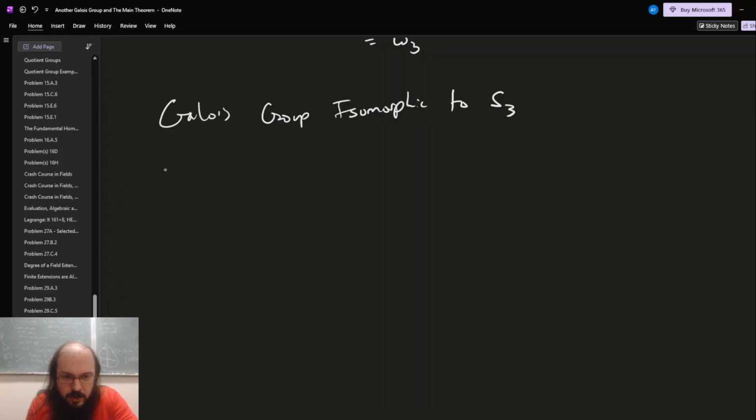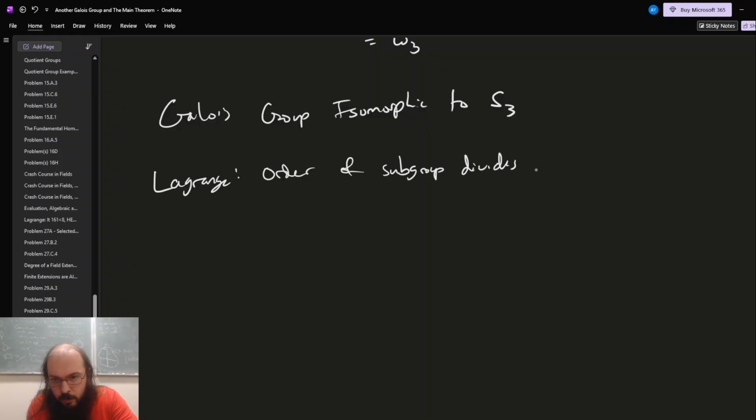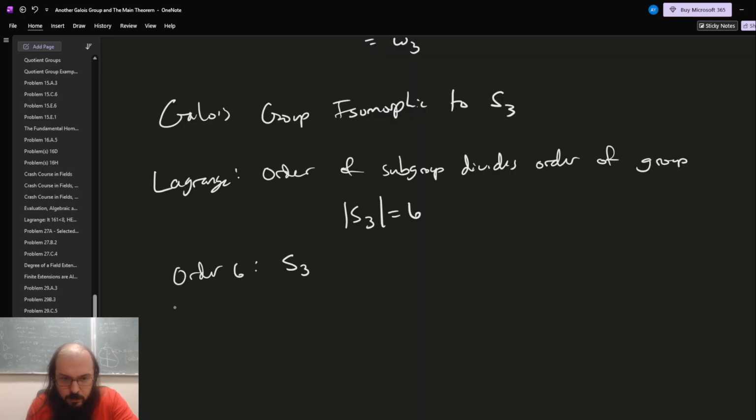The first thing that we know is that by Lagrange's theorem, the order of a subgroup divides the order of the group. And S3 has order 6. So what we should do then is look at the groups whose orders divide 6. This is luckily not so bad. For order 6 itself, you have the whole group, because of course.